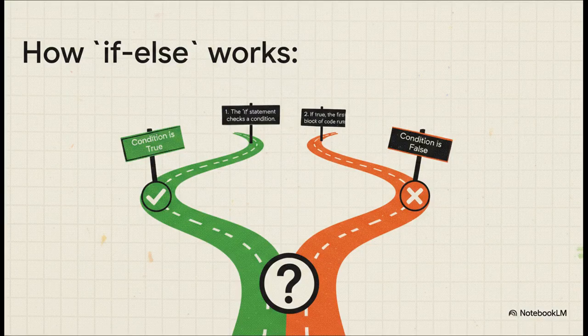So this if-else structure is just like a fork in the road for your program. It checks a condition right at the beginning of the fork. If that condition is true, it goes down one path. But if it's false, the else keyword provides the alternative, and the program follows the other path. It's a guarantee that one, and only one, of these two paths will be taken.